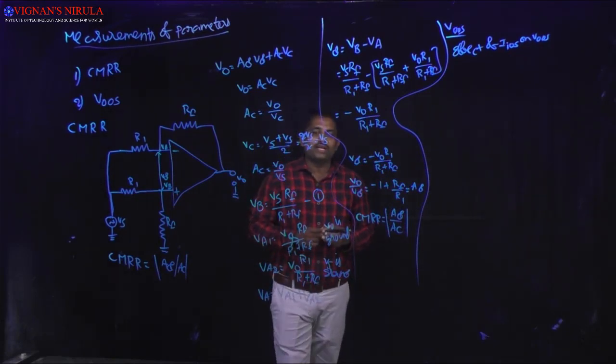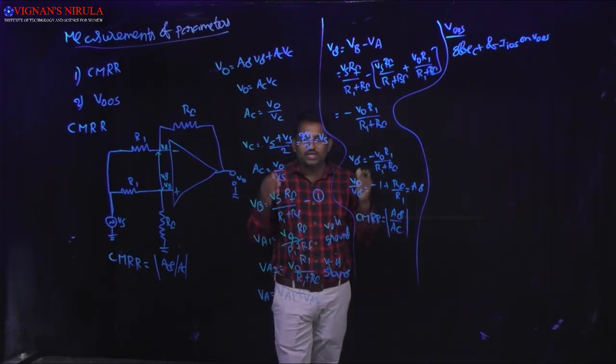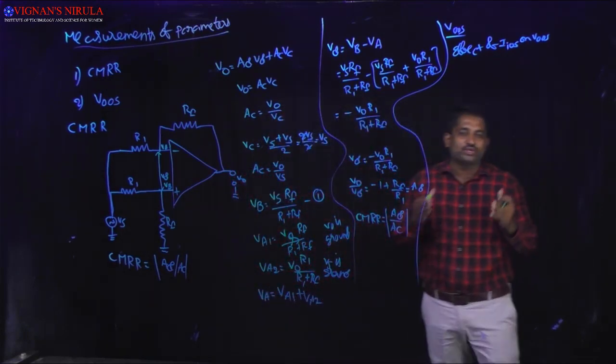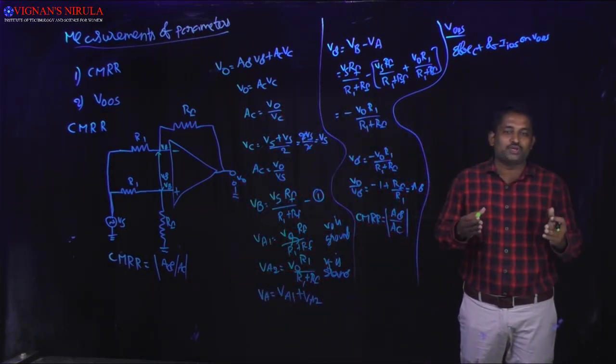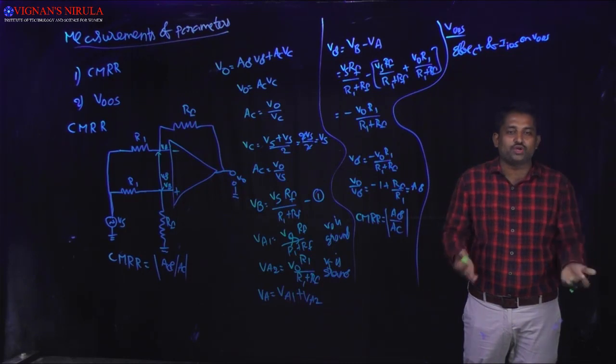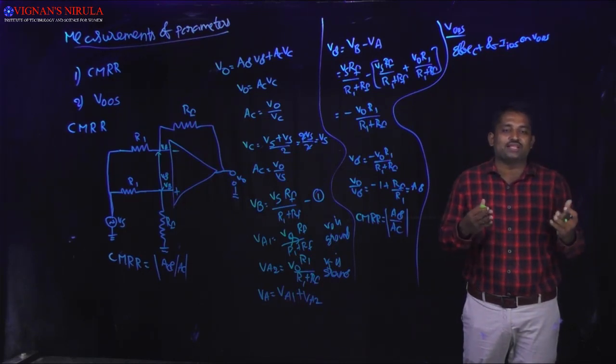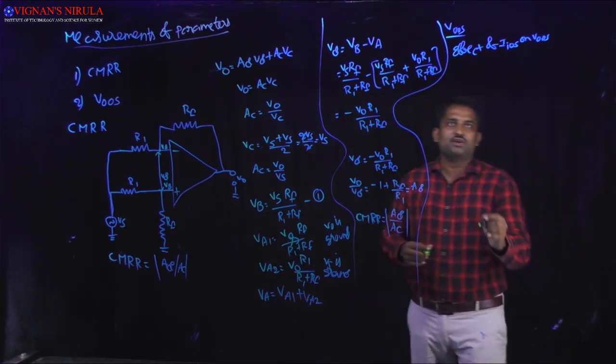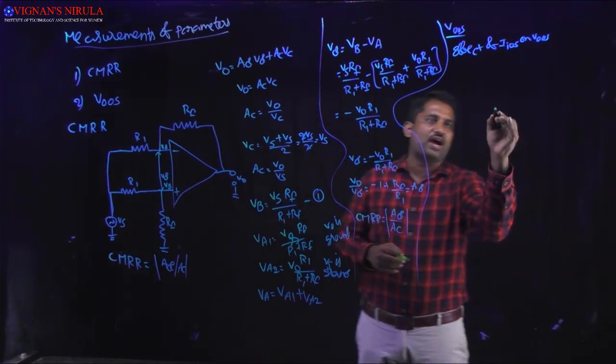So what is VOOS? When both the input terminals of an op-amp are connected to ground, the output voltage should be 0. But if you are getting a value other than 0, that is the output offset voltage. First I am explaining the effect of IIOS.